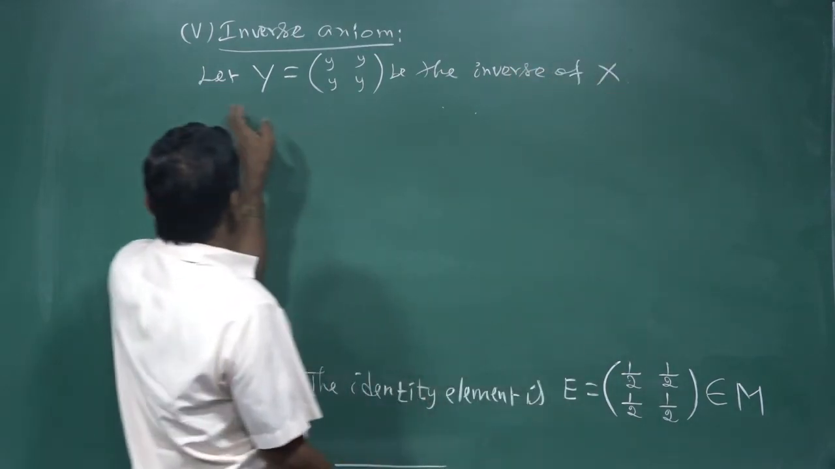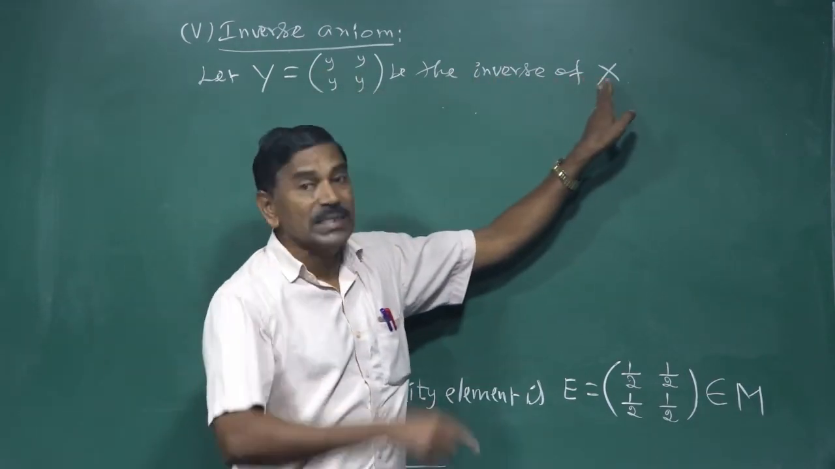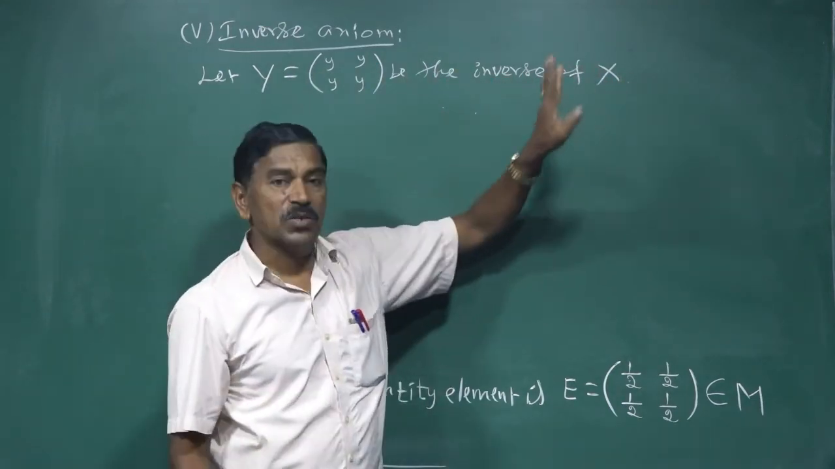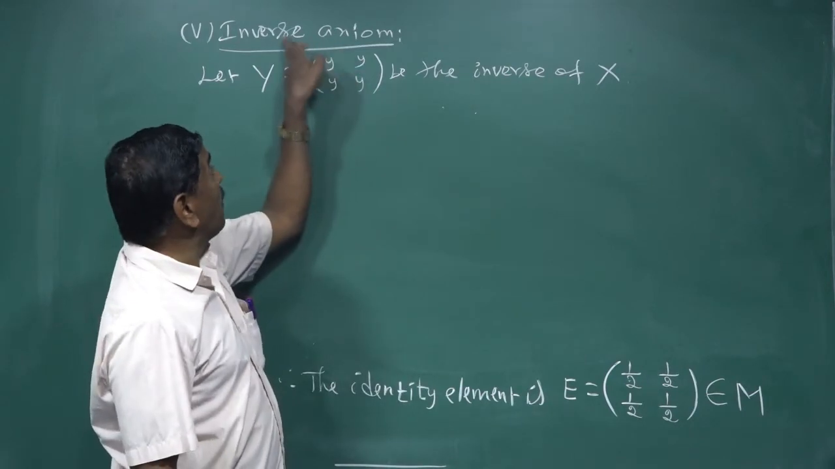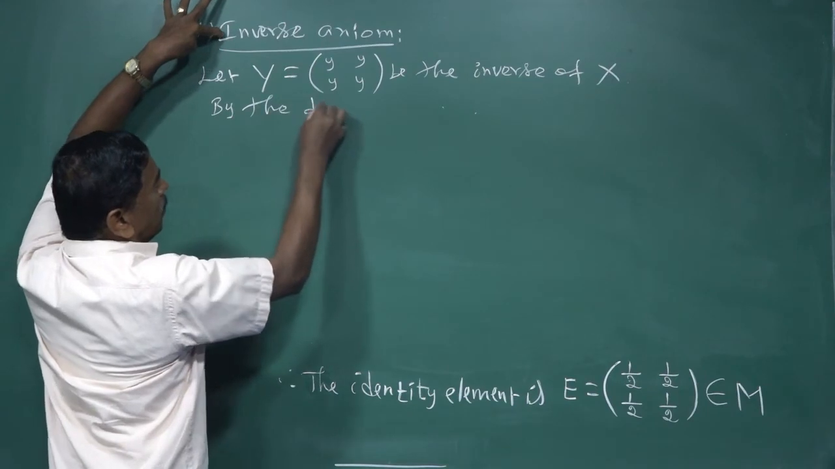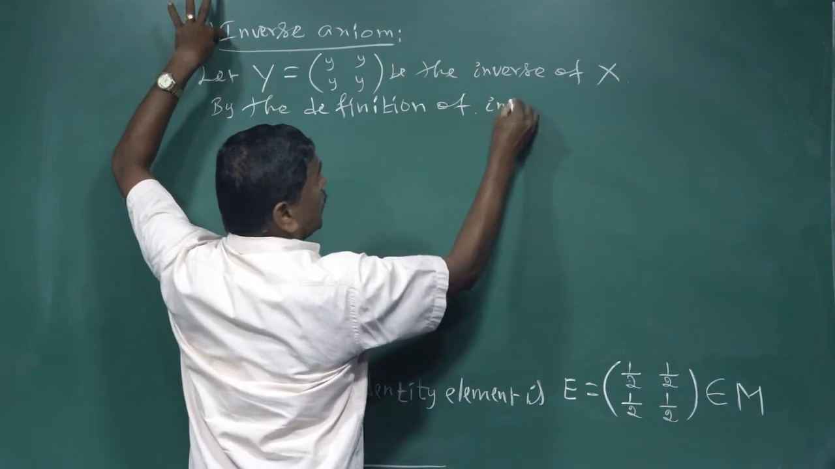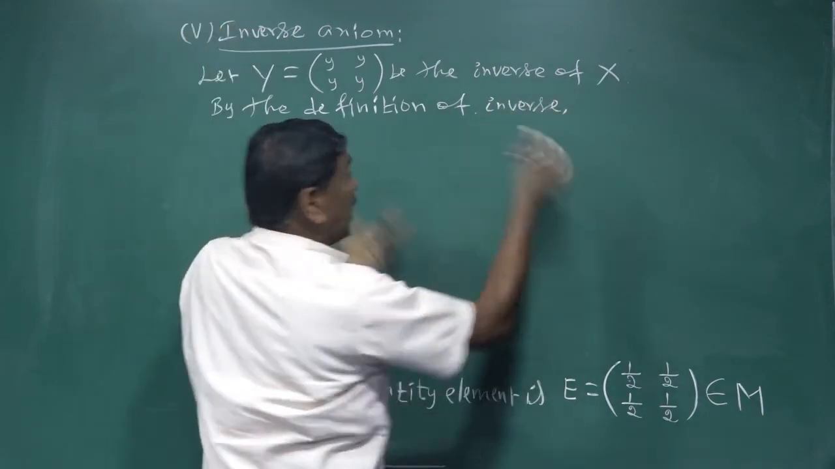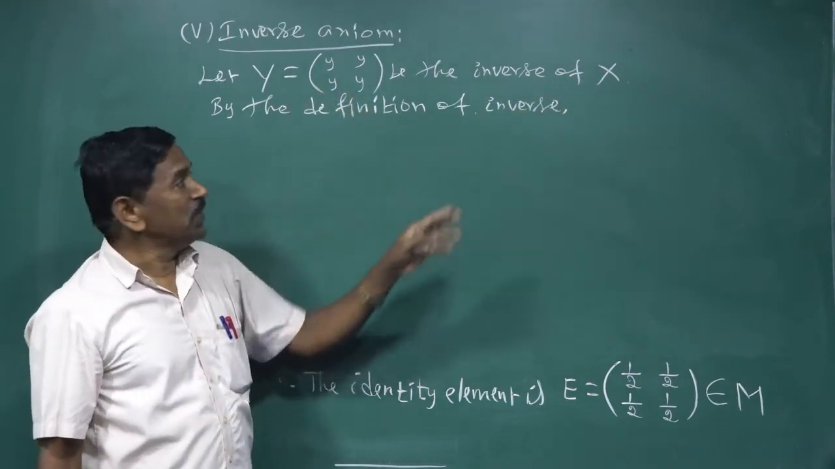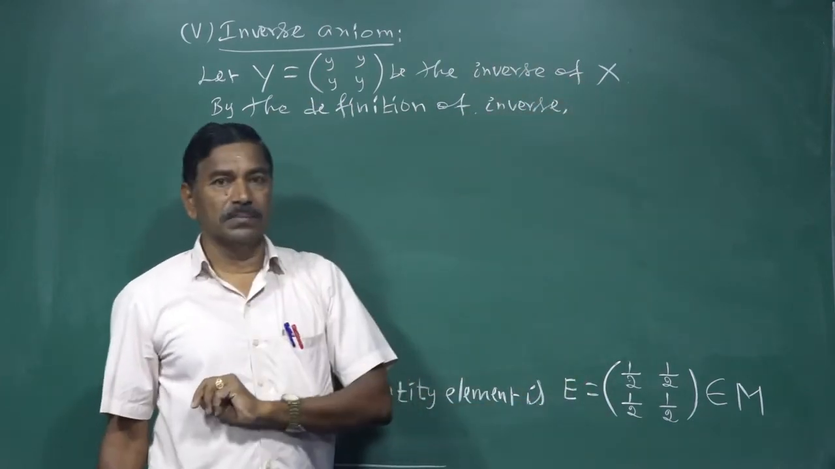Let capital Y equal to small y, small y, small y, small y be the inverse of capital X equal to small x, small x, small x, small x. That is, let Y be the inverse of X. That is the statement. Now, by the definition of inverse, X into Y is equal to Y into X is equal to E. That is the definition of inverse.